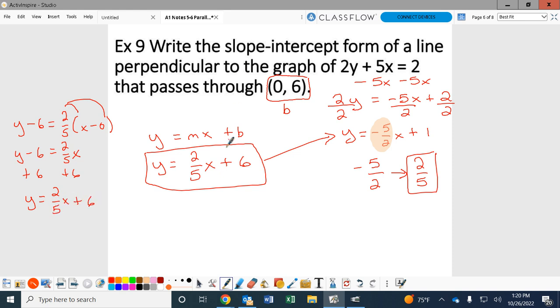Is this one easier? Yes. Do they give you the same answer? Yes. You can do it either way. Both are correct algebra. One's just a lot easier than the other. If you recognize this as b, your life will be better.